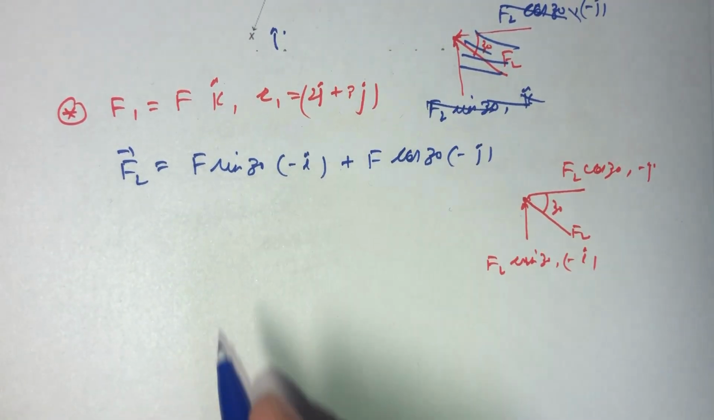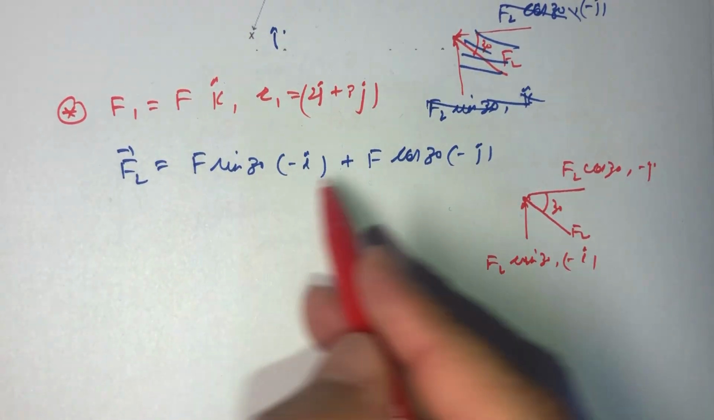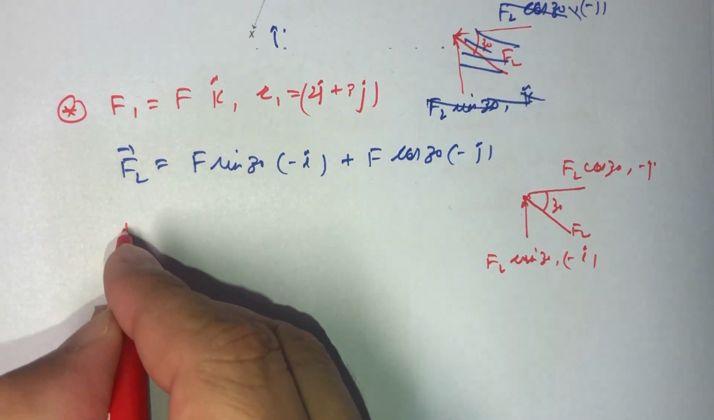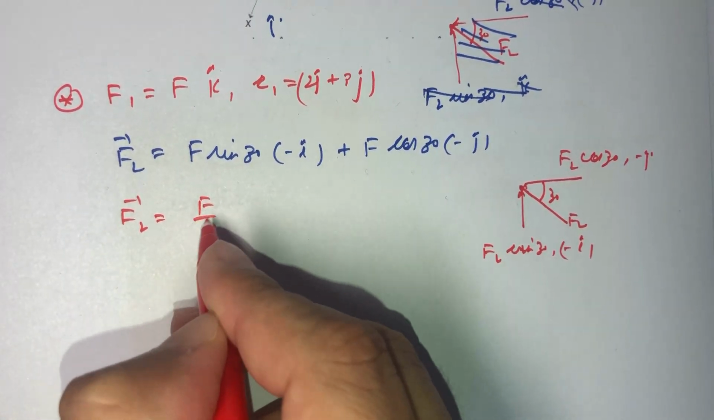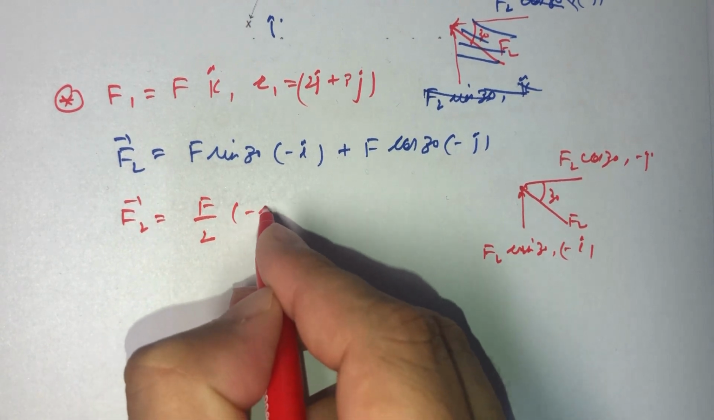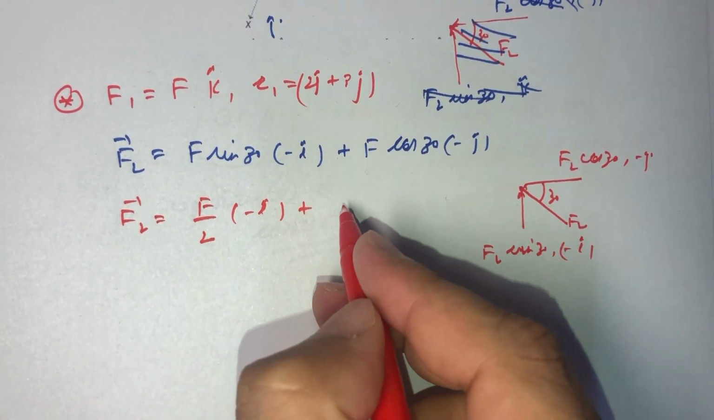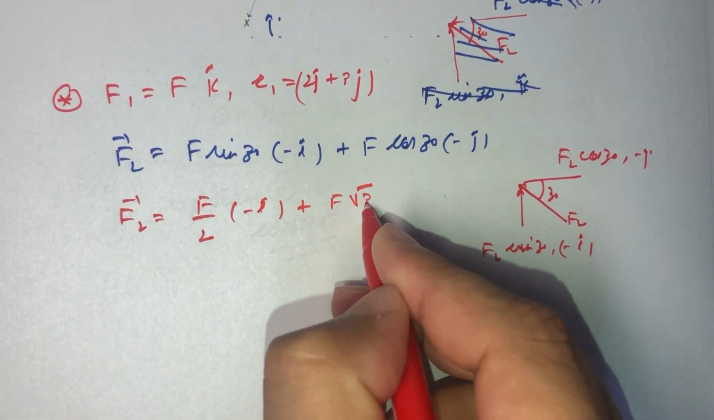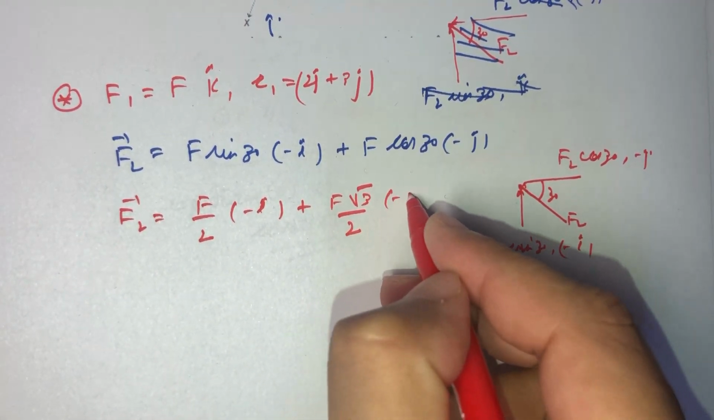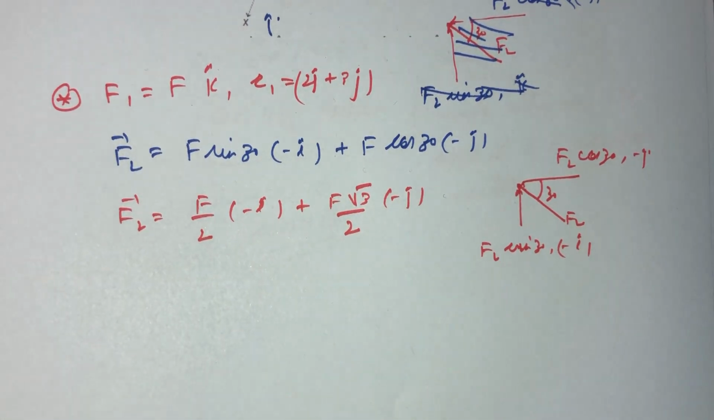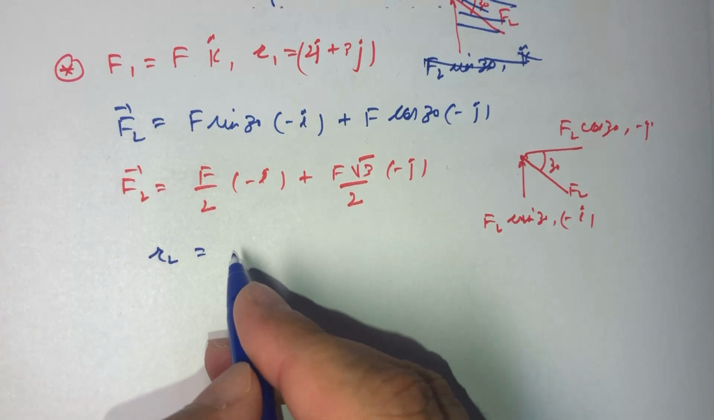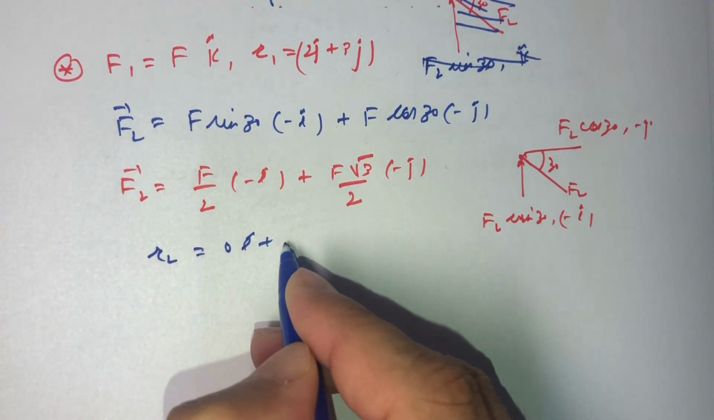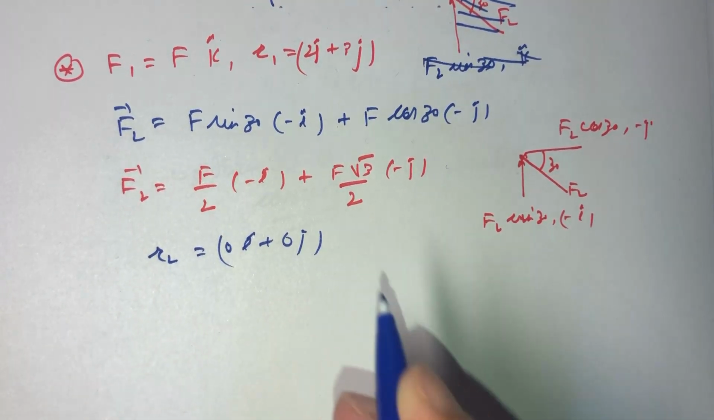And if we substitute the values of sine 30 and cos 30, we can say our F2 will be equal to F upon 2 minus i plus F square root of 3 divided by 2 minus j. And its position vector, that is R2, can be given as 0i plus 6j.